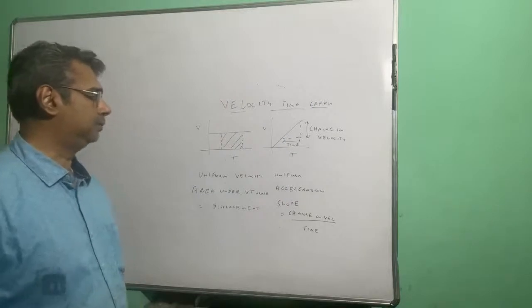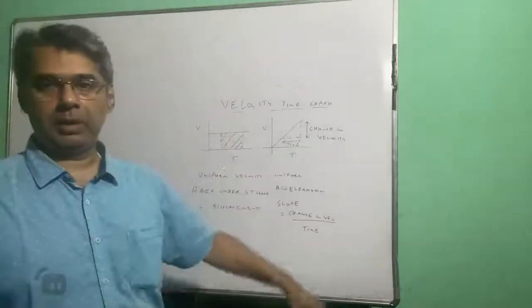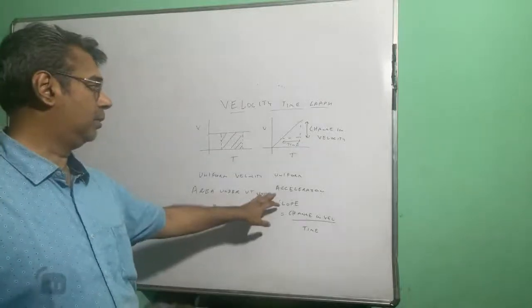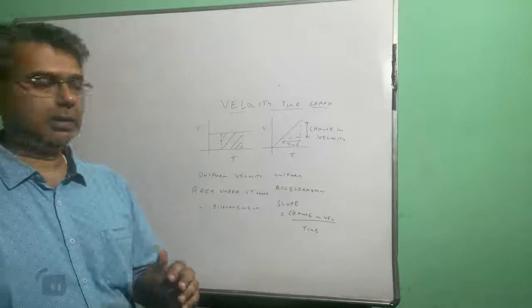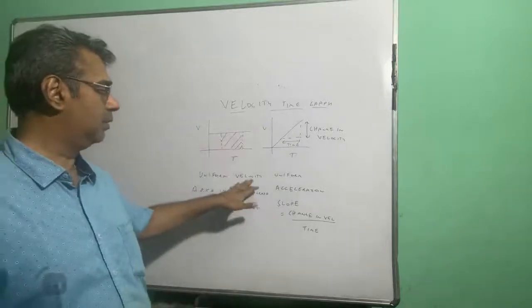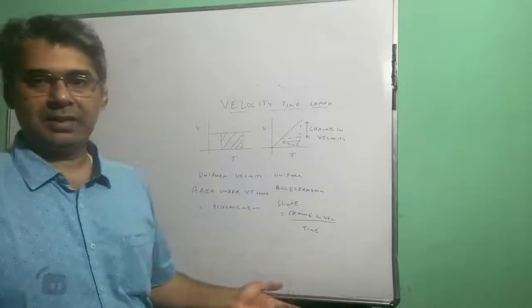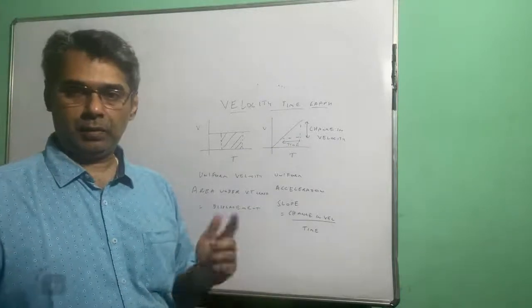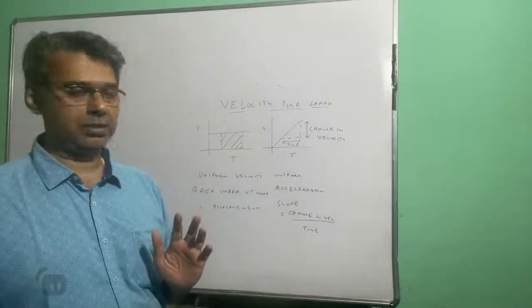Now you can see that uniform velocity means it will be a horizontal straight line, and uniform acceleration means it will be a straight line with an incline. So a horizontal straight line is uniform velocity and an incline is uniform acceleration. And of course, in the last session I told you the displacement time graph for a body at rest, a body at uniform velocity, and a body with uniform acceleration.